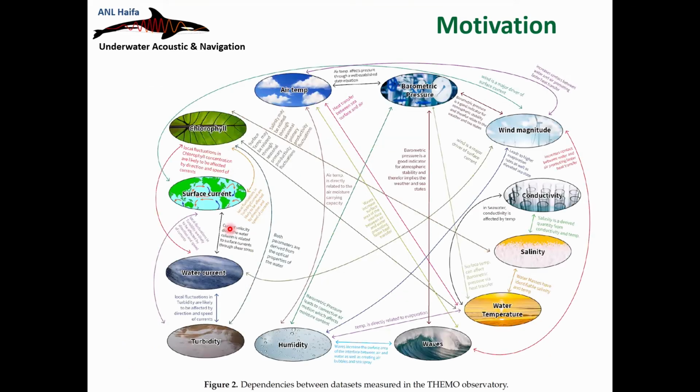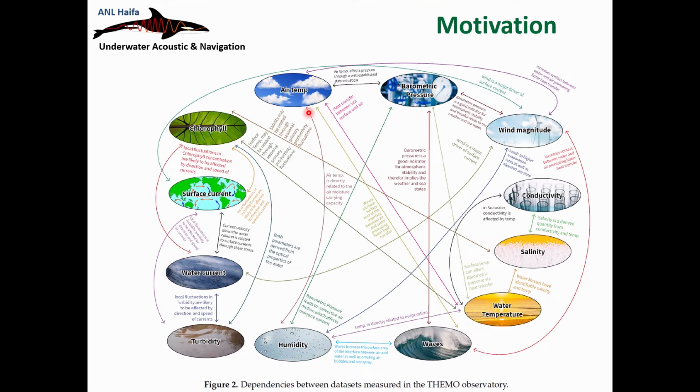This is a diagram that shows relations between data sets on THEMO. For example, waves will be related to the barometric pressure, because the barometric pressure is an indicator for the stability of the atmospheric environment. And then it's also related to the wind magnitude. So we have a wind measure. Of course, waves are related to wind. And the waves themselves may also be related to the air temperature.